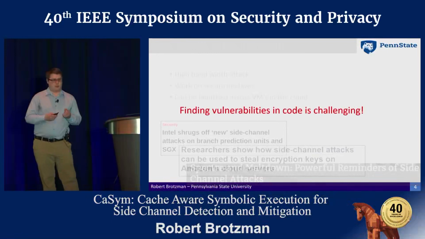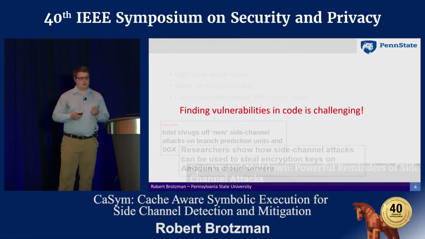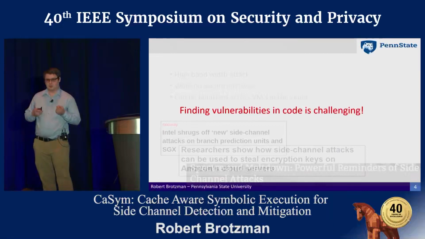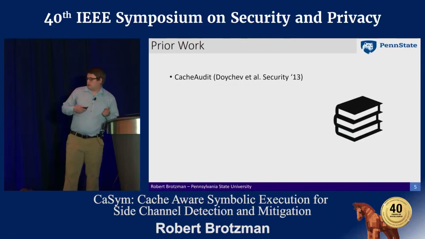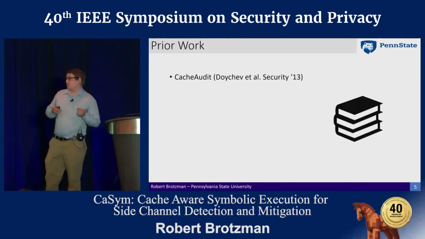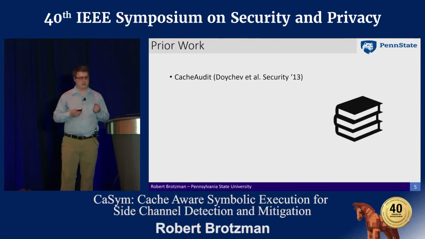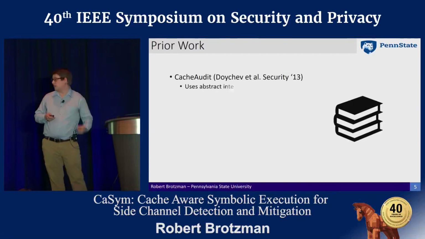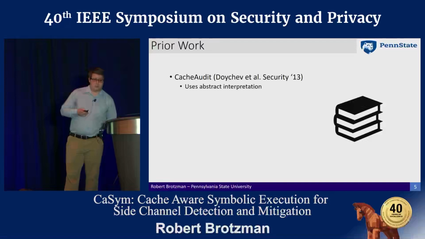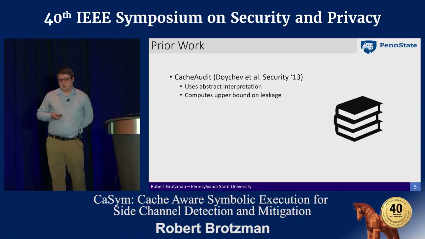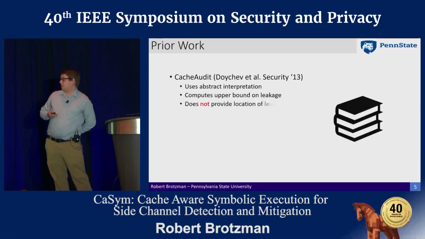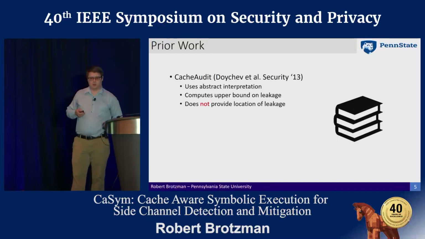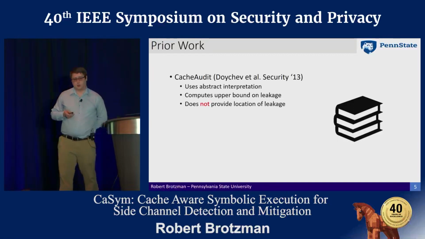One of the main problems is that finding these vulnerabilities in code is often quite challenging because microarchitectural properties are often quite subtle and hard for people to think about as they're programming. So there's been some prior work on this. One of the first ones would be CacheAudit from 2013 from Usenix Security. What they do is they use abstract interpretation to try and relate a program execution to how the cache behaves. They try to compute an upper bound on the leakage from the source code via the cache-based side channel, but they don't provide any information to the programmer on where the vulnerability is in their program.